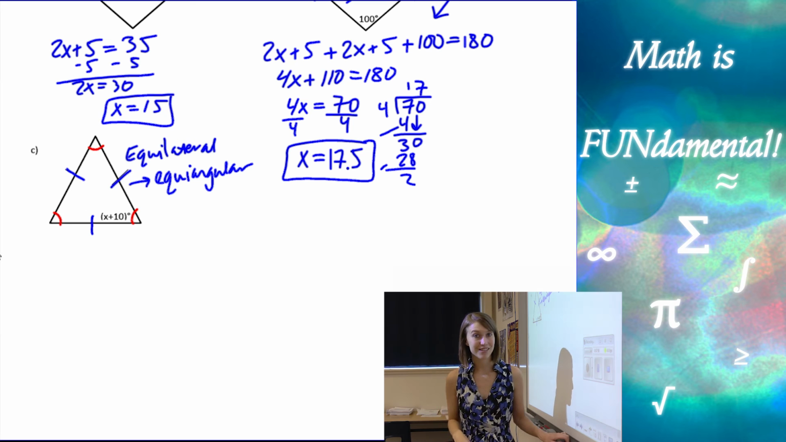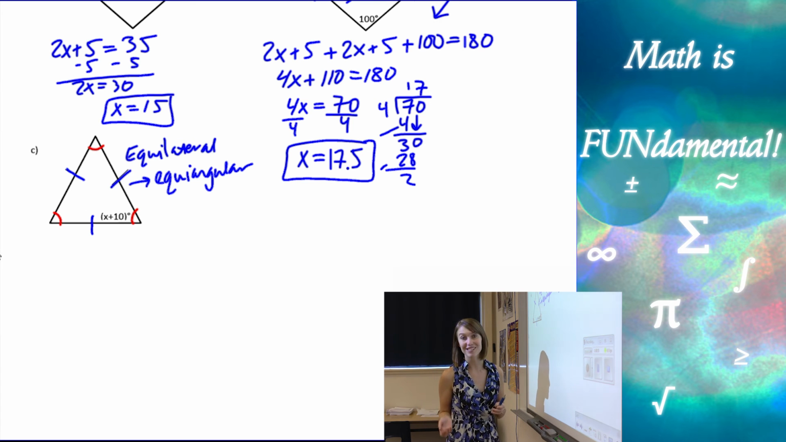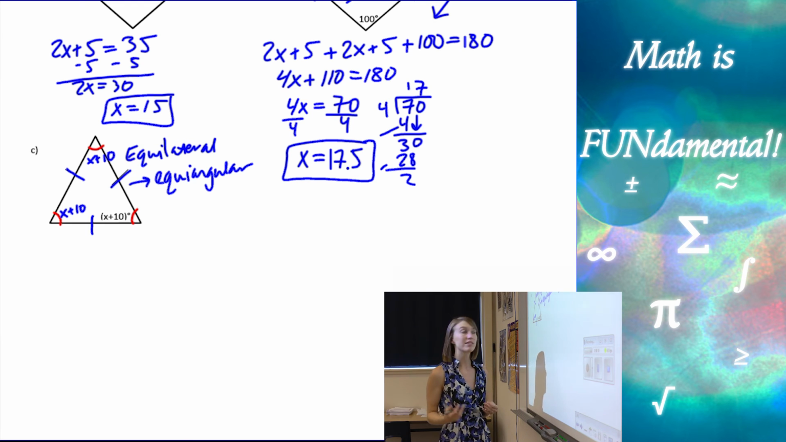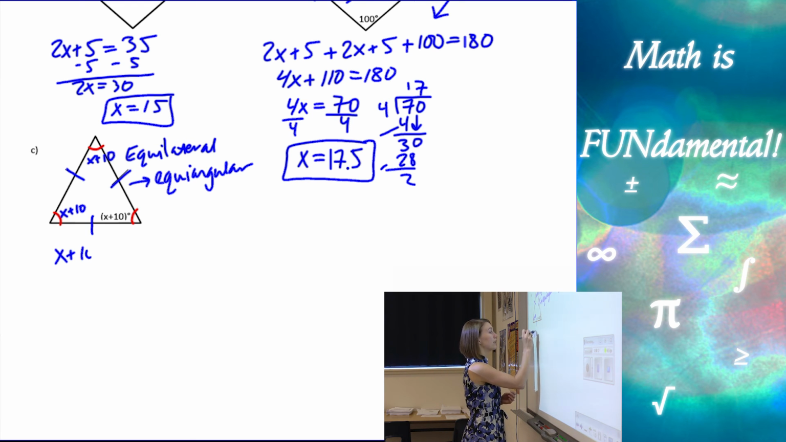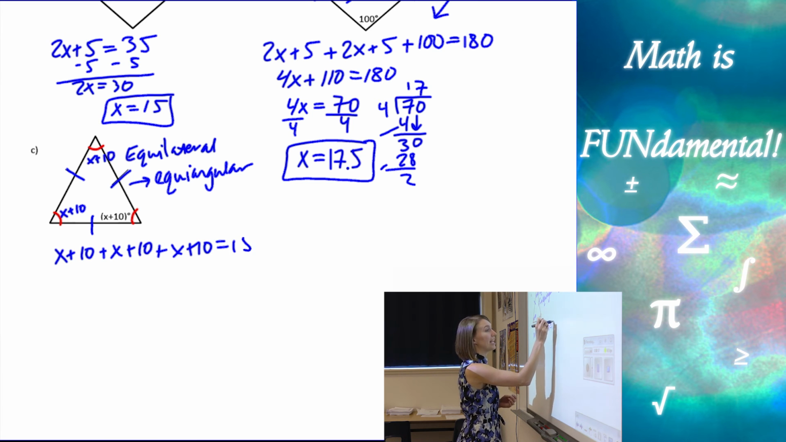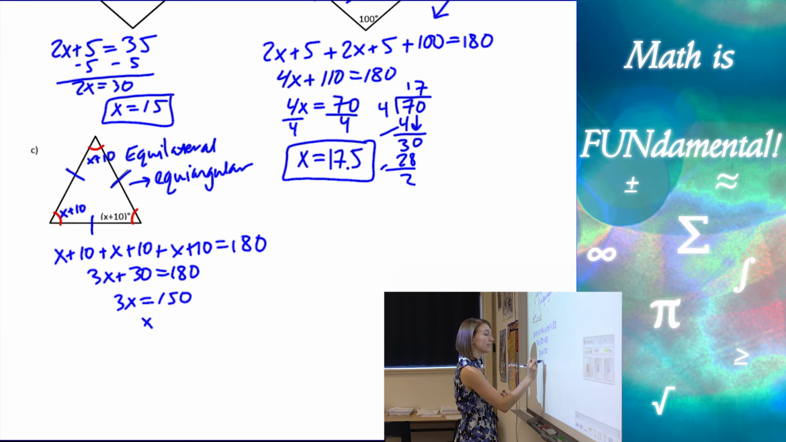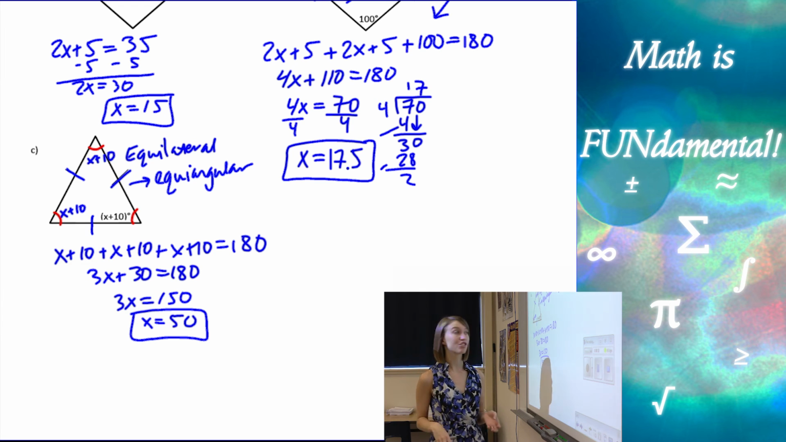Now there's two ways to do this problem. I'm going to show you the long way first, and then I'll show you a little shortcut. So here, if that's x plus 10, I know this is also x plus 10, and so is this one. And I can use my triangle sum theorem. So x plus 10 plus x plus 10 plus x plus 10 equals 180. And then solve for x. 3x plus 30 equals 180. 3x equals 150, so x is 50. So it didn't take too long, but there is a shortcut.